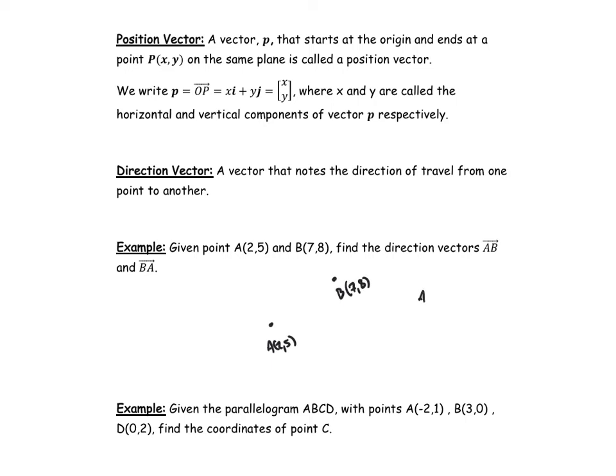So the direction vector from A to B will be all the points where we end up, so your x of B and your y sub B, minus the points where you come from, x of A and y sub A, which in this case would be 7 minus 2 and 8 minus 5. So this direction vector in particular is 5, 3.